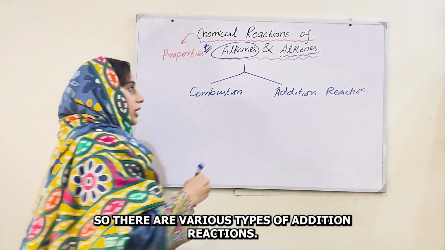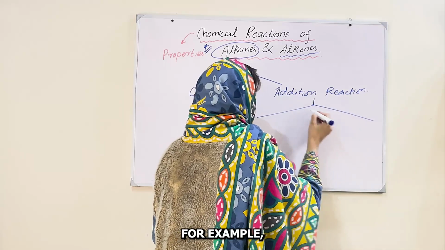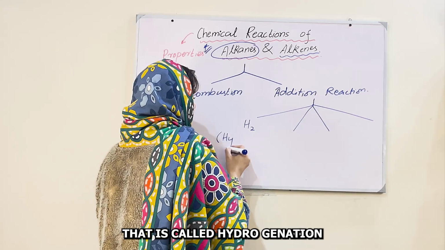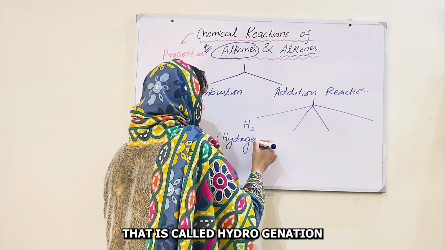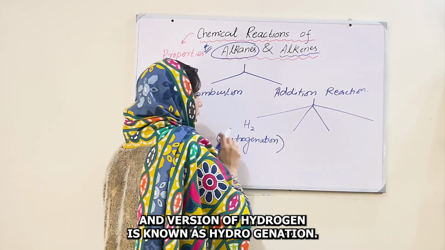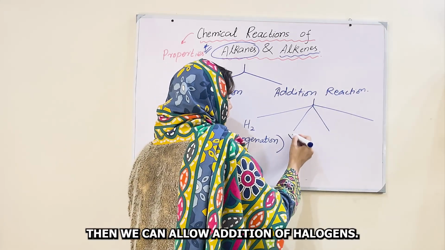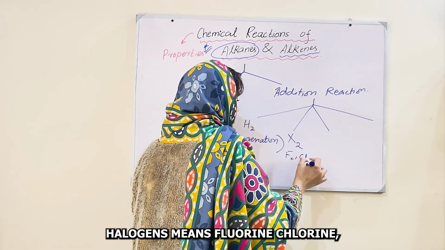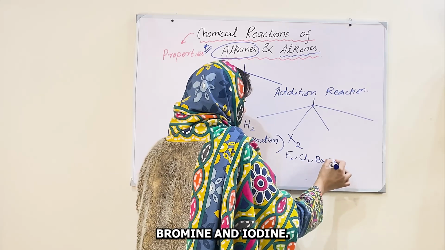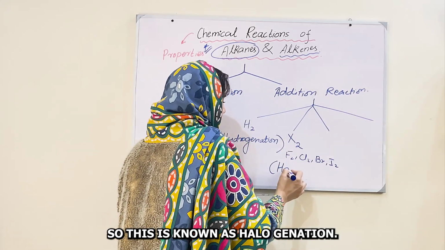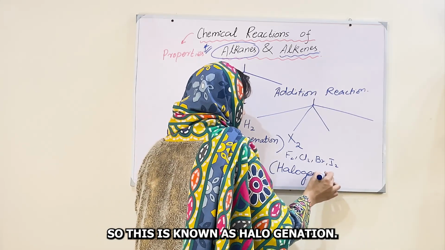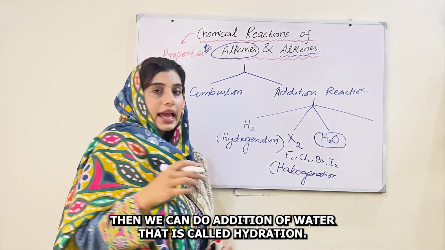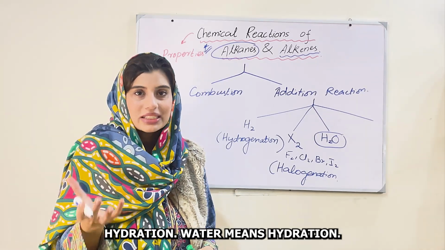So there are various types of addition reactions. For example, we have addition of hydrogen, that is called hydrogenation. Addition of hydrogen is known as hydrogenation. Then we can allow addition of halogens. Halogens means fluorine, chlorine, bromine and iodine. So this is known as halogenation. Then we can do addition of water, that is called hydration. Water means hydration.